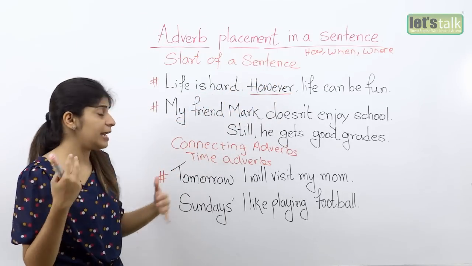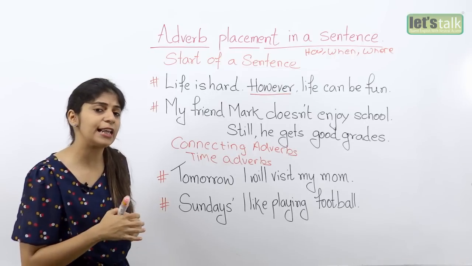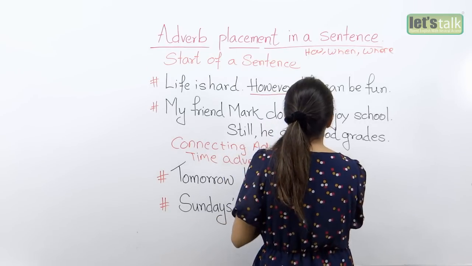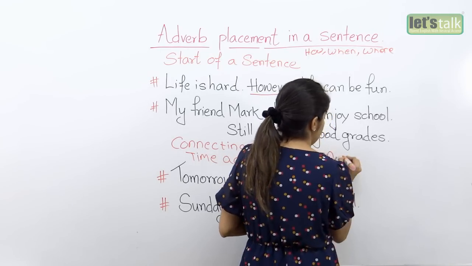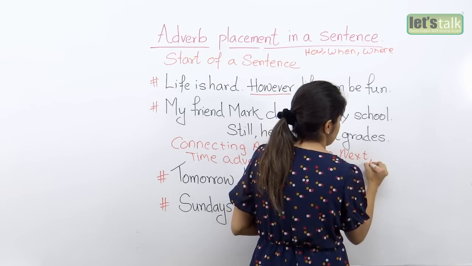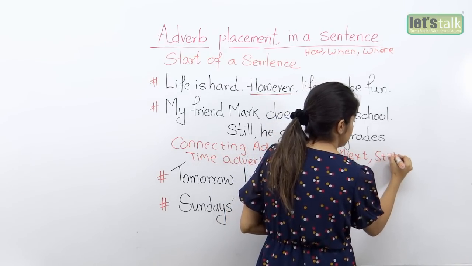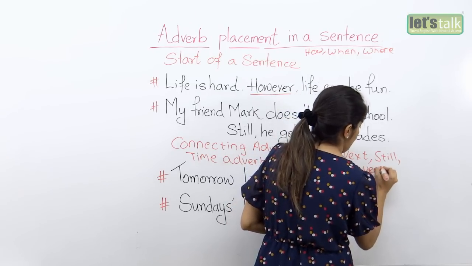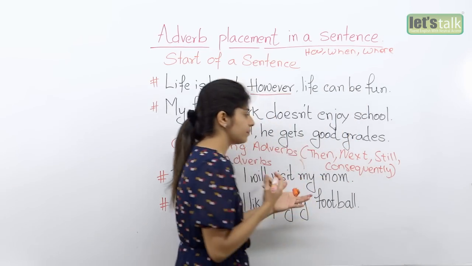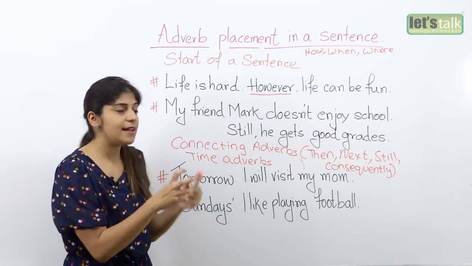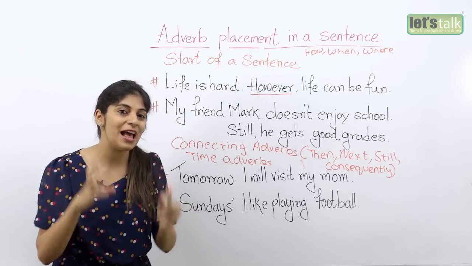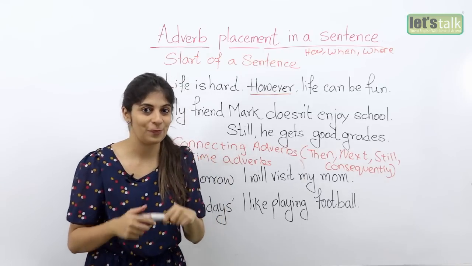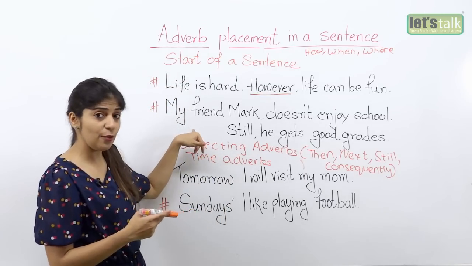Now, the connecting adverbs that we have in English are however, then we also have then, next, still, consequently, okay, and however. Okay, so these are the connecting adverbs for you that would help you to connect the phrase that is used before. Okay, so let's look at another example here.